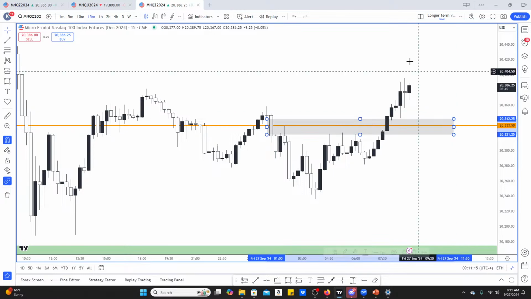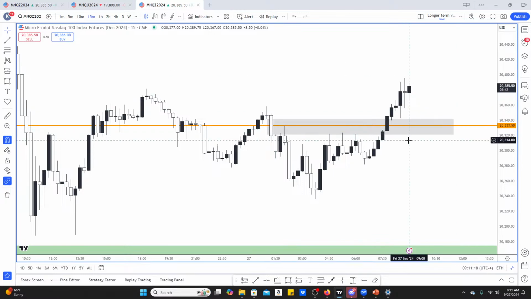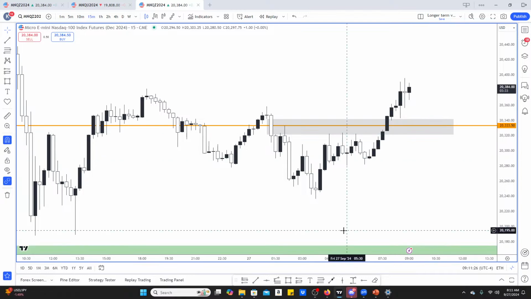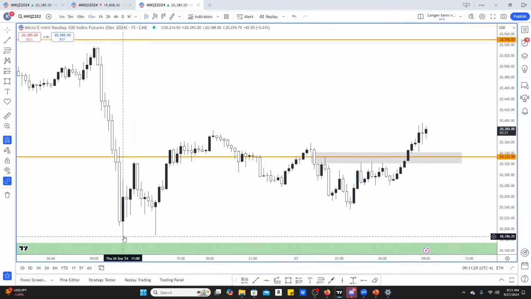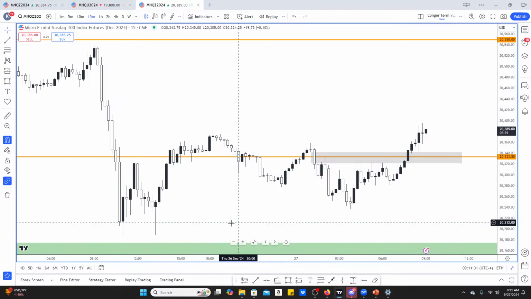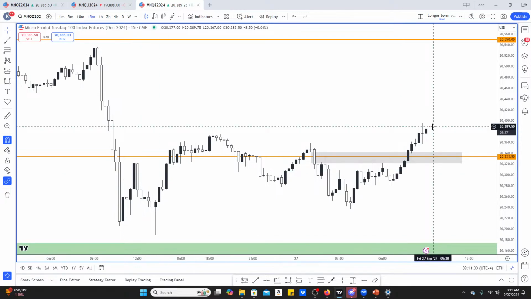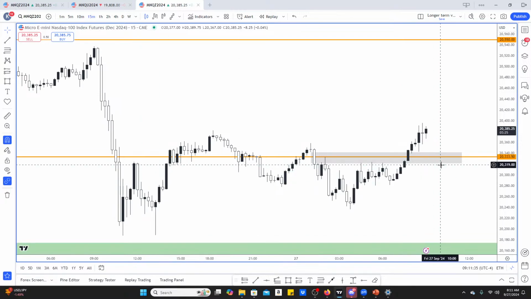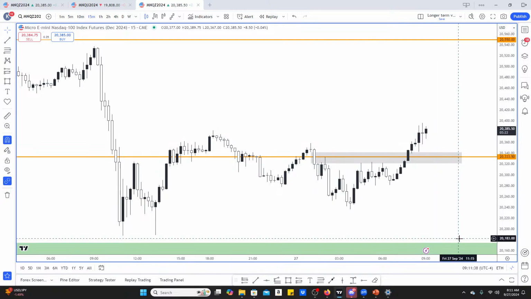If we are to go below here, I'm looking at whether we want to use this as resistance to then drive us lower to take out all of this liquidity. I feel like there's a lot of liquidity resting here below these lows as well. So the question is, do we want to drop lower first and take out the liquidity? That's what I'm watching.